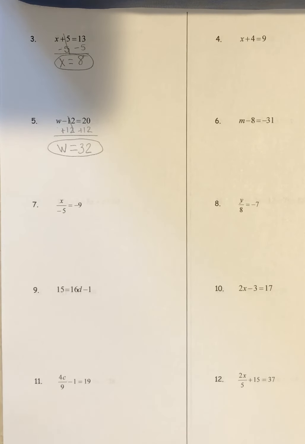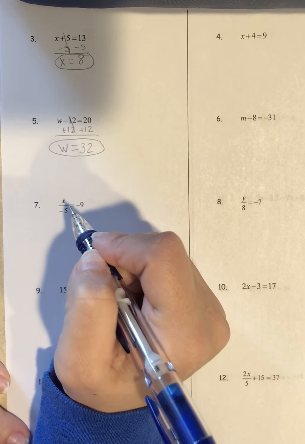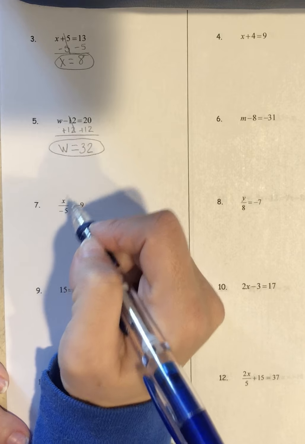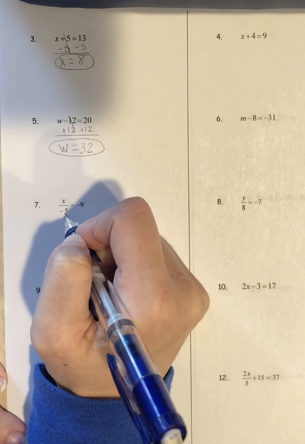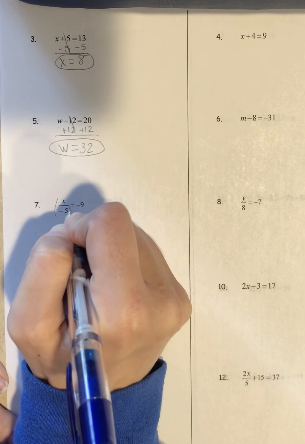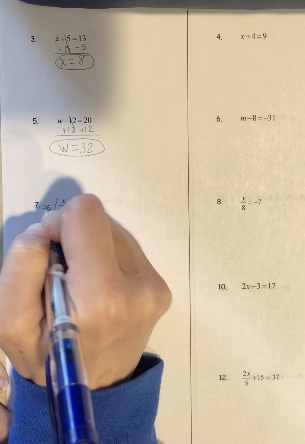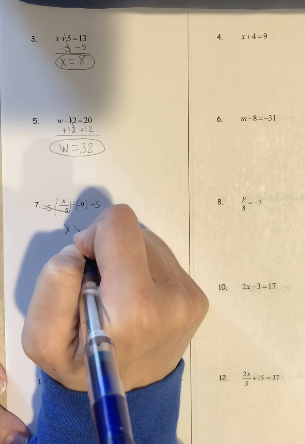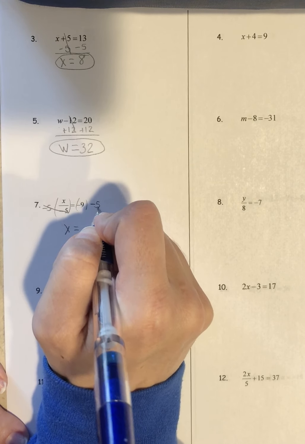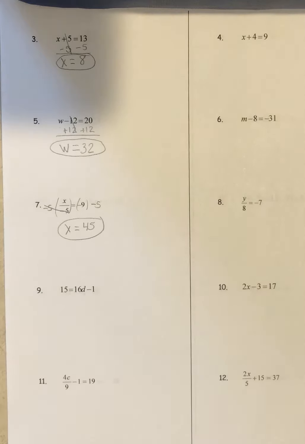Number 7 is one that tricks people sometimes. Number 7, if you read it to yourself, you know what it says, but kids don't usually read it to themselves. It says x divided by negative 5. Well, the opposite of dividing is multiplying, so I'm going to multiply both sides by negative 5 to get the negative 5 to go away. So I'm left with x equals negative 9 times negative 5 is a positive 45.